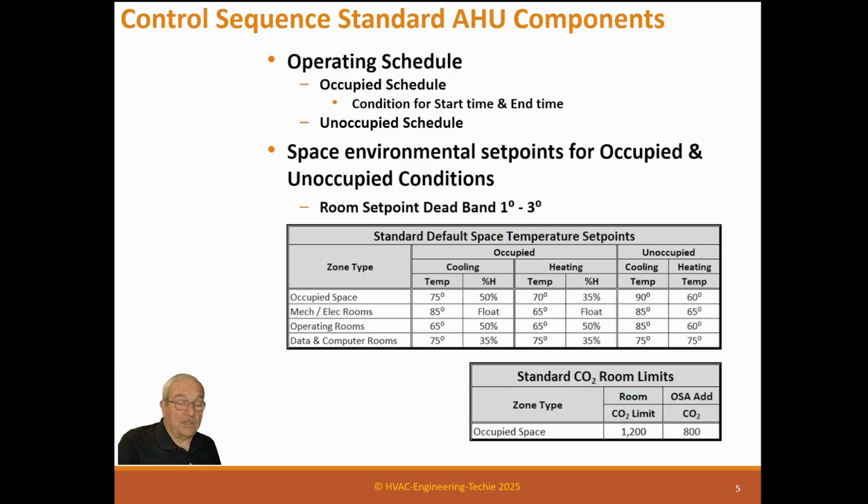That's something that's changed. Standard CO2 room limits: occupied space is 1,200 ppm, or one of the sequences I prefer is to measure the outside air and add 800 parts to it. And if it's 400 outside, that'd be 1,200 parts per million. But what happens is, instead of 1,200 parts per million, a lot of people have been using 1,000 parts per million. I've seen some at 900 parts per million. That's actually too low. You're going to burn a lot of energy for no benefit to the customers.